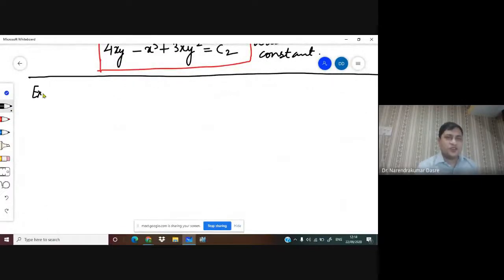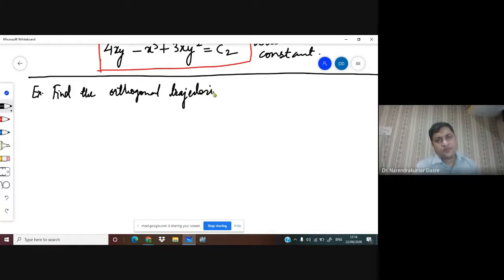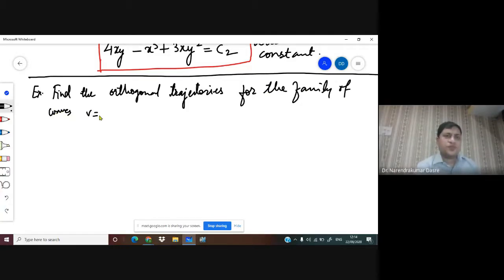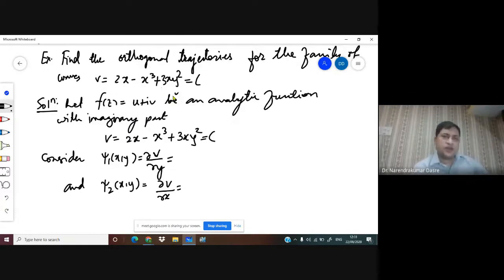Okay, so we go for the example. Find the orthogonal trajectories for the family of curves p = 2x c. And then only we are able to solve this. Now it becomes homogeneous, and then we are able to solve it.